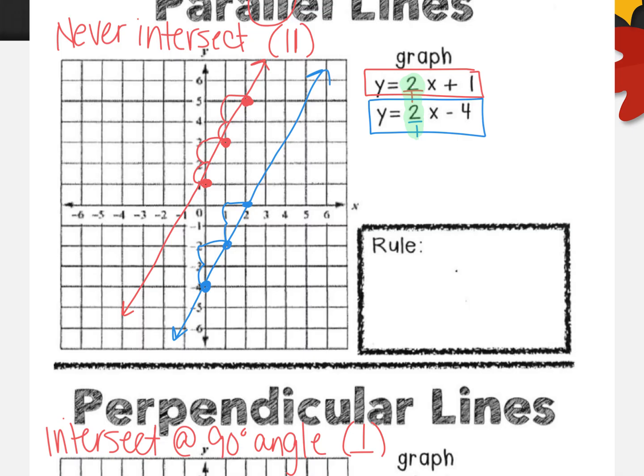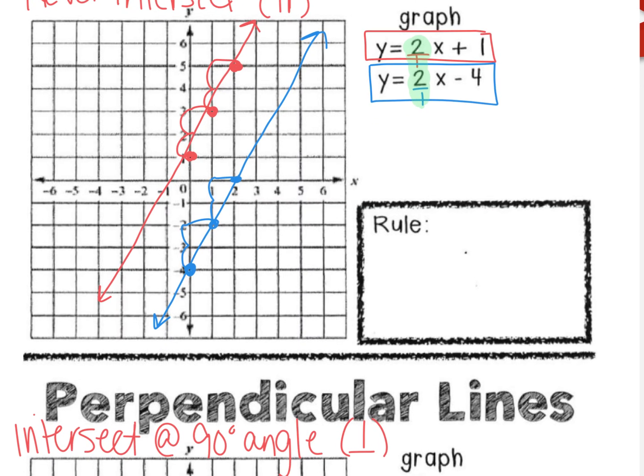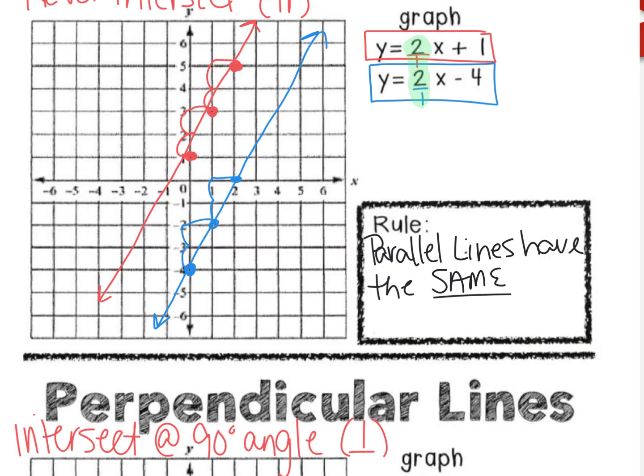Okay, so our rule for parallel lines is going to be: parallel lines have the same, that's the key, the same slope. The y-intercept does not matter. If they have the same slope, they are never going to intersect and they will be parallel.